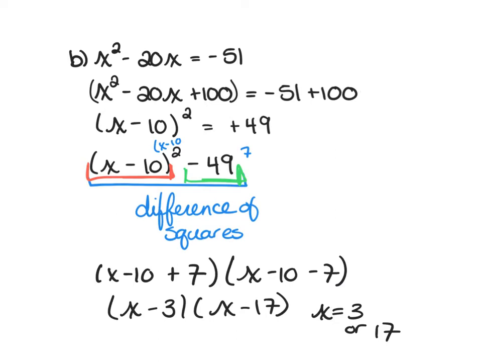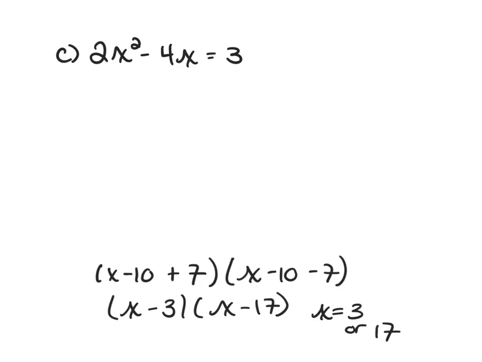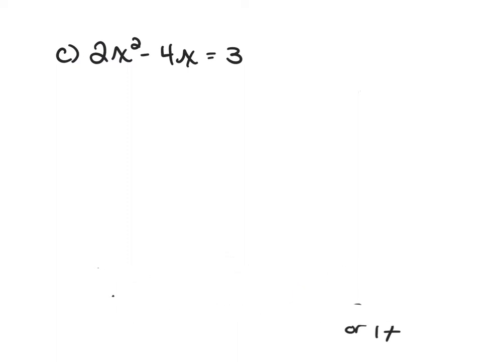So keeping that in mind, it's always going to be like a difference of squares. Let's try C. Okay, so in this example, I'm going to erase this bottom part too really quickly. Okay, in this example, it's got a 2 in front, so I don't want it there. So let's just divide everything by 2 just to get rid of it.